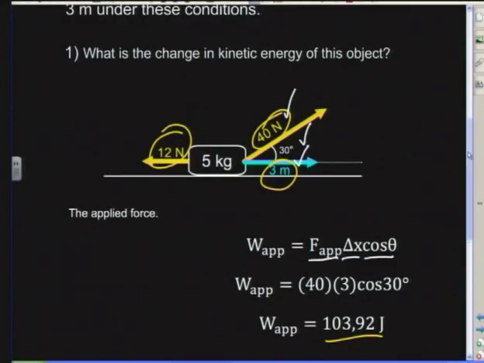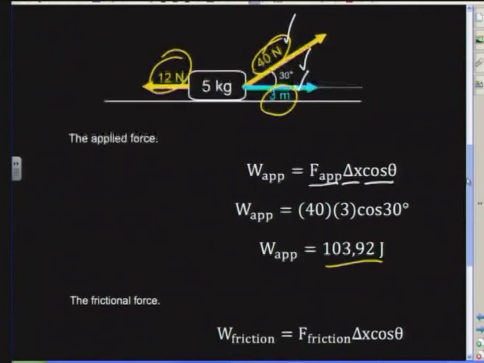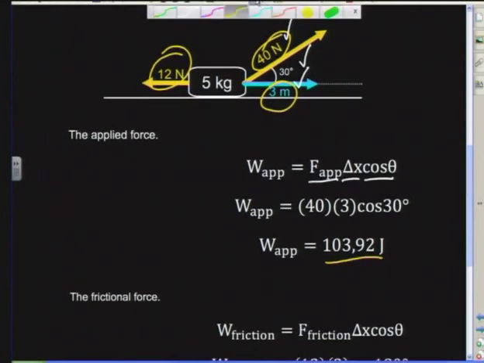There it is, my frictional force. So let's deal with the work done by the frictional force. And the equation is exactly the same. So do I have a frictional force? Well, yes, I do. I know that it's 12 newtons. Is there a displacement? Yes, I know that it's 3 meters. Now, cos of theta. Guys, this one's a little bit tricky.